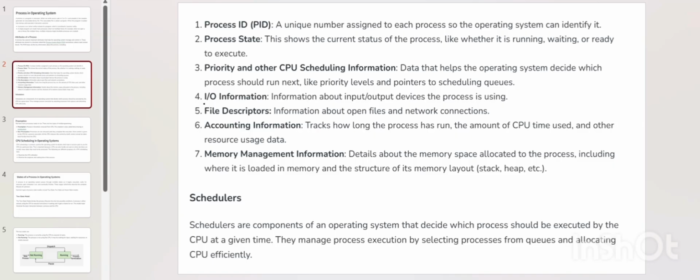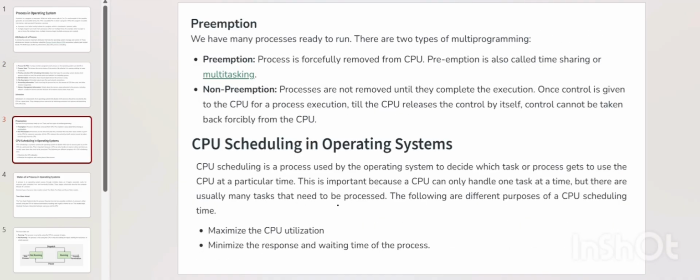Now fourth one is input output information. It is, as the name suggests, information about the input output devices the process is using. And then we have the file descriptors, information about open files and network connections. And the sixth one is accounting information. It basically tracks how long the process has run, the amount of CPU time used, and other resource usage data. And then the last attribute is memory management information. Details about the memory space allocated to the process, including where it is loaded in memory and the structure of its memory layout, stack.